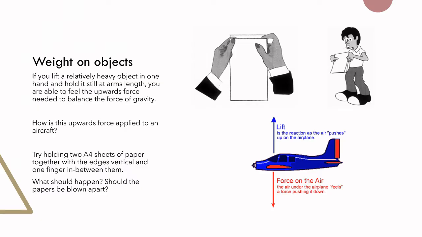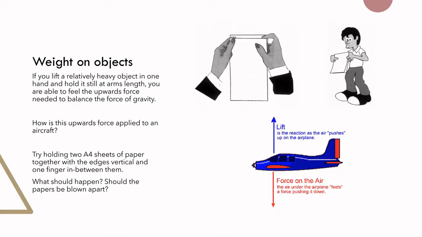Let's say you hold a relatively heavy object like a snow globe in one hand and you hold it at arm's length. You can feel the force of the snow globe pushing down on your arm, and your arm pushing back up to resist the force of gravity. Now, how does this apply to an aircraft?